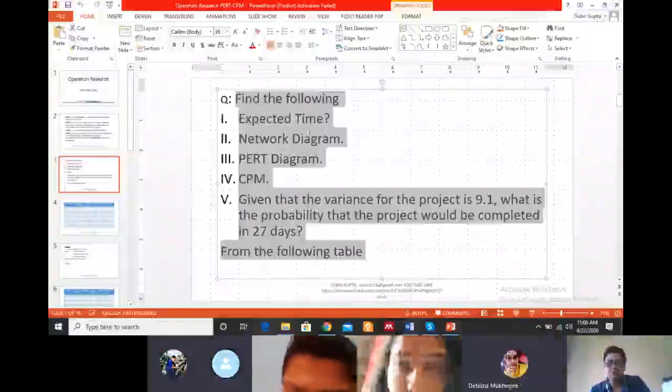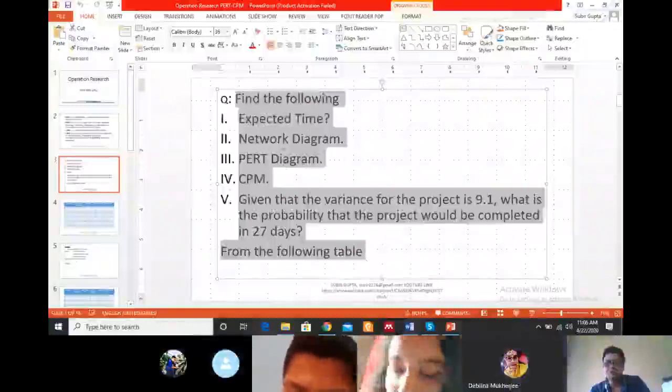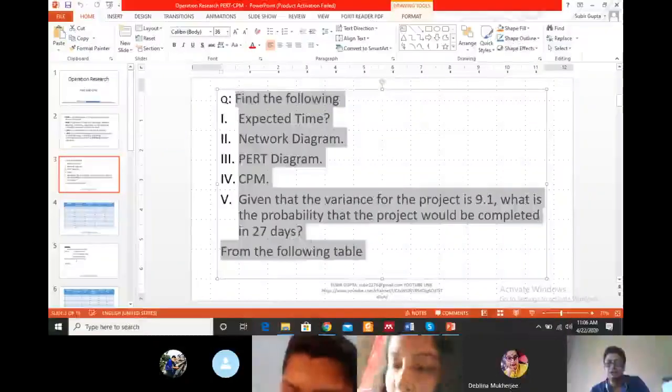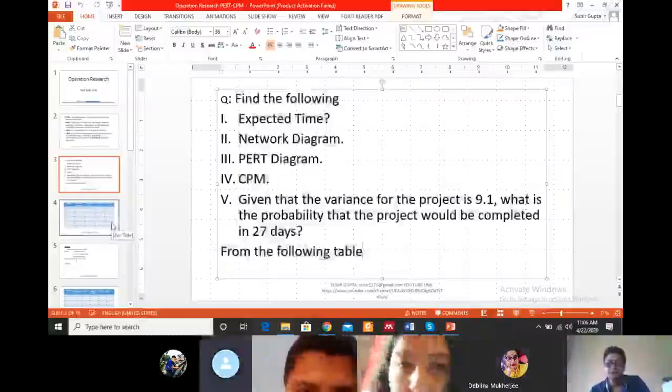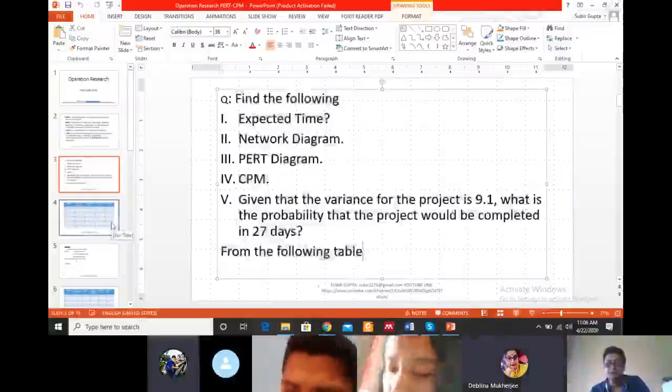Find the following: expected time, network diagram, PERT diagram, CPM. Given that the variance for the project is 9.1, what is the probability that the project would be completed in 27 days? From the following table. Can I go for the next page? No, sir, wait. Okay, no problem.